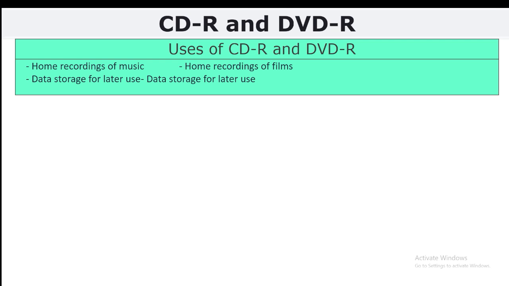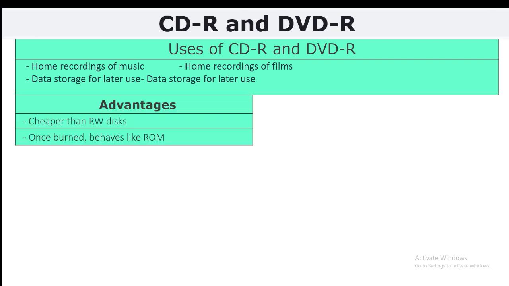So we're looking at CD-Rs and DVD-Rs. So R means what? Recordable. Okay. All right. So some uses of CD-R and DVD-R, they are basically used for recording music, films, or any data that you want to store for later use. You can just record them on the CD or a DVD-R.